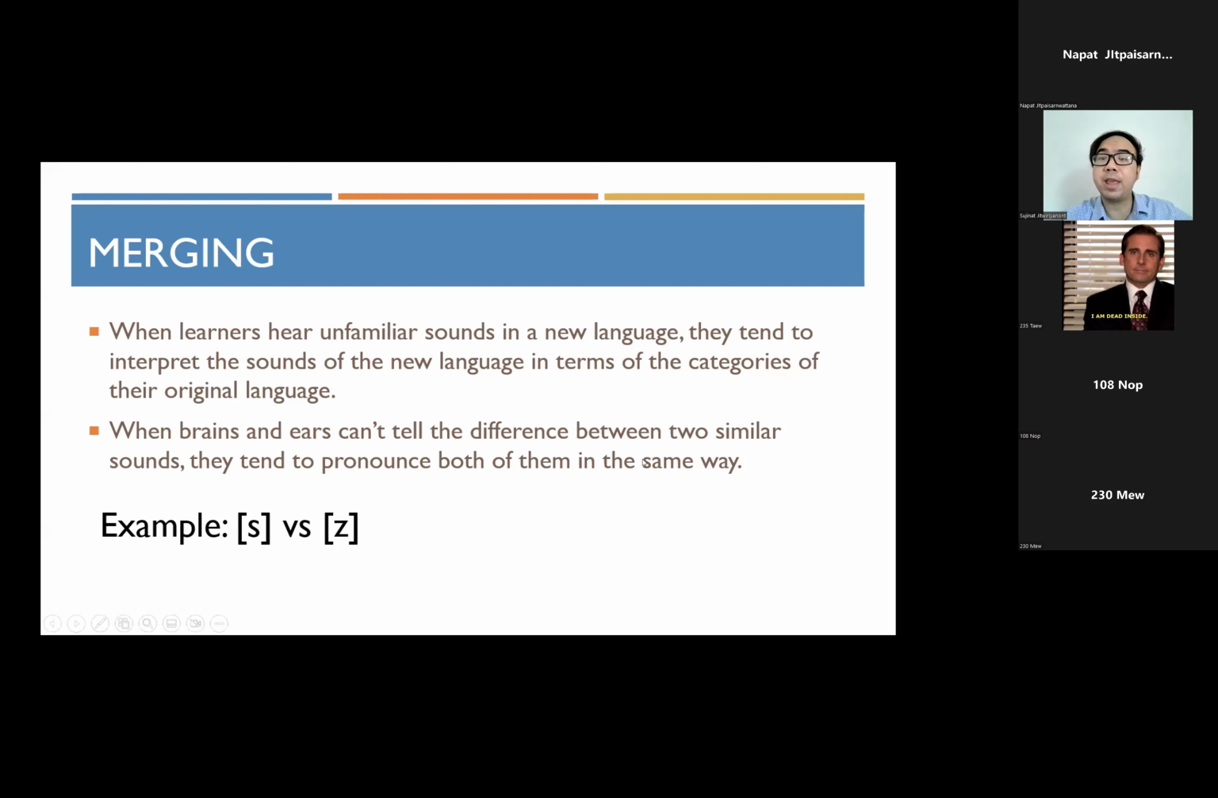Like in English, s and z are distinctive sounds. Like we have sip and zip. Okay, what is a typical pronunciation of Thai speakers? Sip and zip. Normally, they will pronounce these two words the same, right? Sip, sip. Because in Thai, we don't have z as a distinctive phoneme, right? So later, let's check whether the machine can understand zip and sip pronounced by Thai speakers or not.